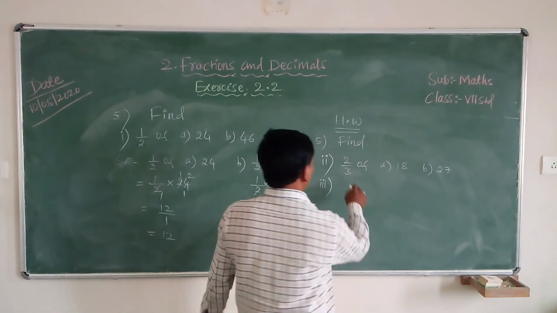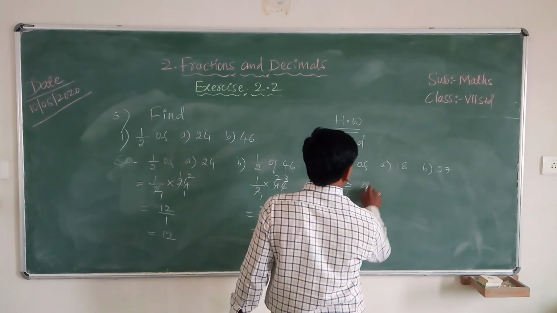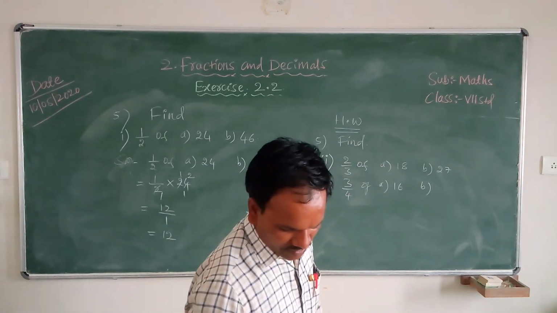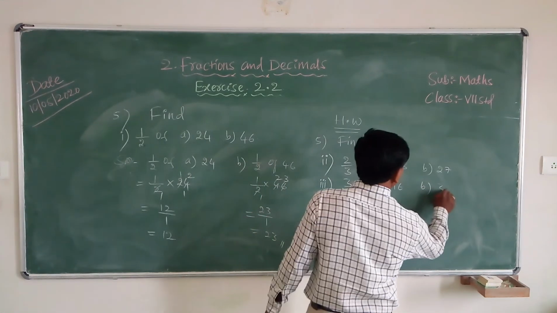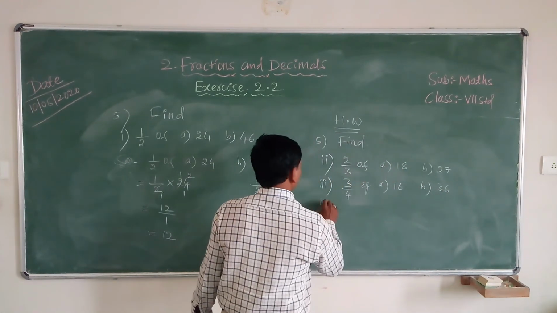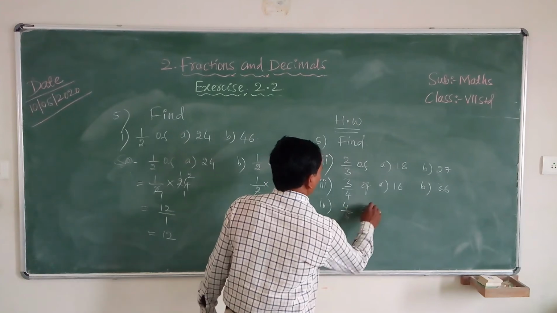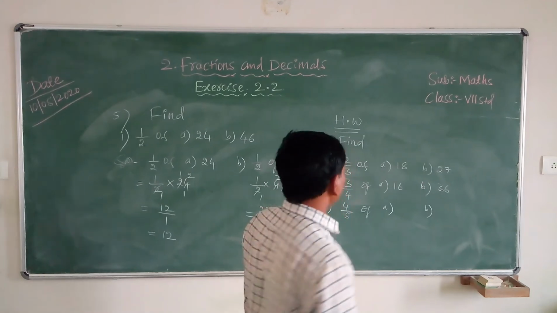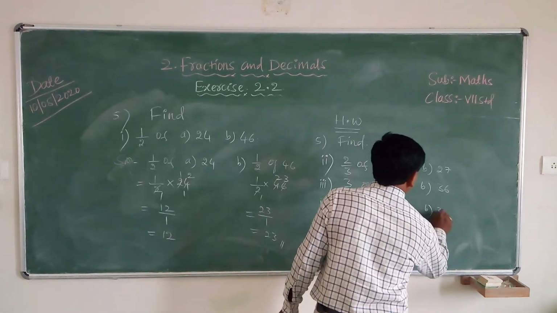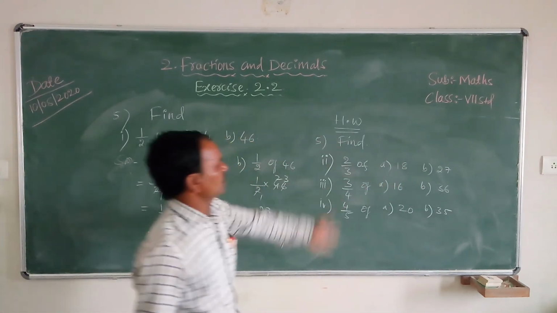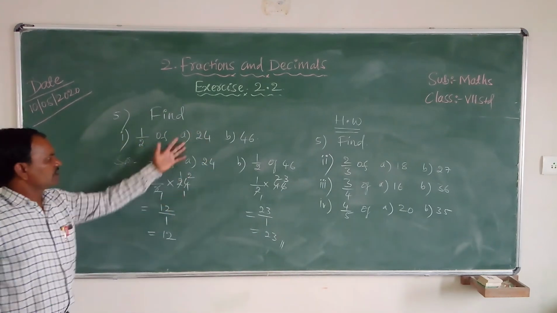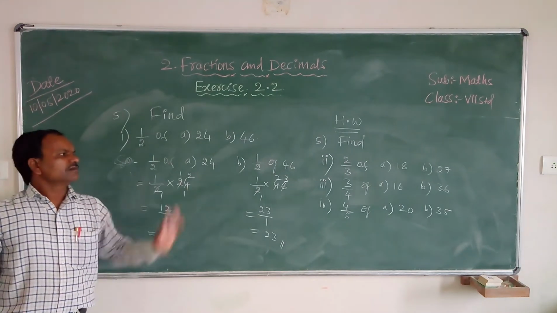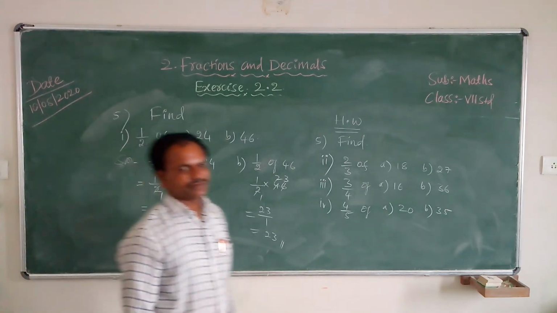Third one: 3 by 4 of A is 16, B is 36. Next, fourth one: 4 by 5 of A is 20, B is 35. So this is how to do the homework. Like this only. You have to know how to multiply, and the cancellation.